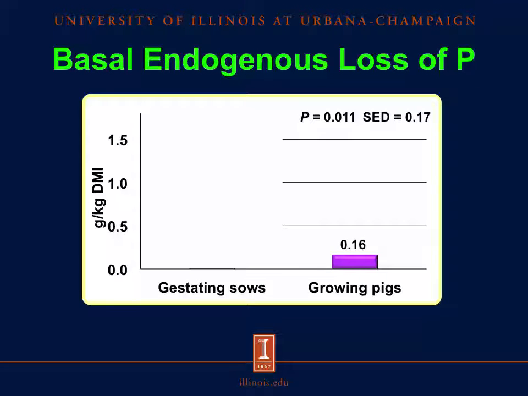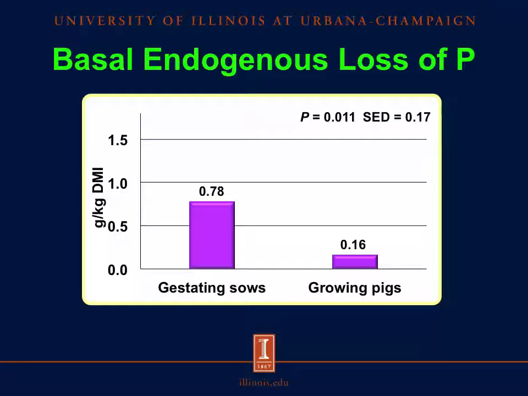The basal endogenous loss of phosphorus that was obtained from growing pigs was 0.16 gram per kilogram dry matter intake. This value was close to the values that were reported previously and to the value of 0.19 that was summarized by NRC 2012. Similar to the basal endogenous loss of calcium, gestating sows had about 5 times greater basal endogenous loss of phosphorus compared with growing pigs. Unlike growing pigs, there were not many data reported previously.